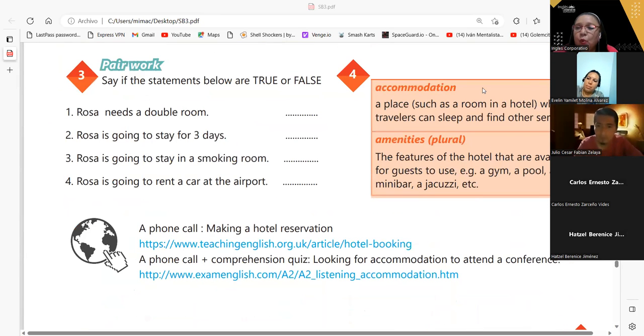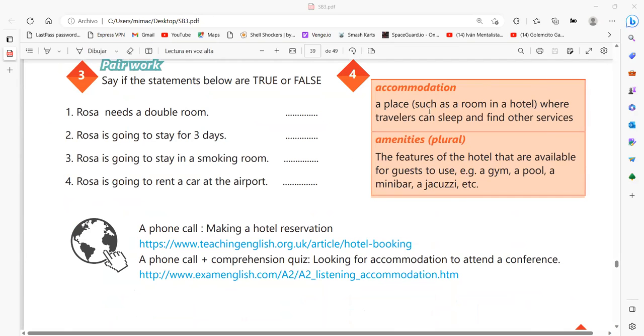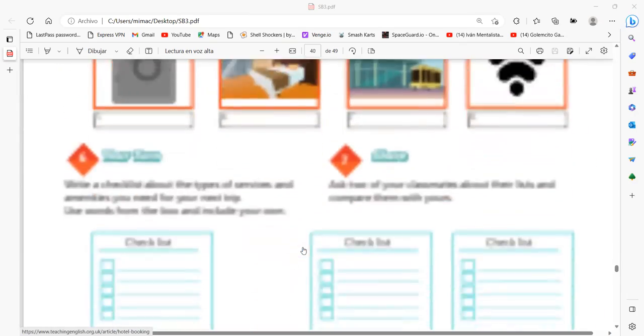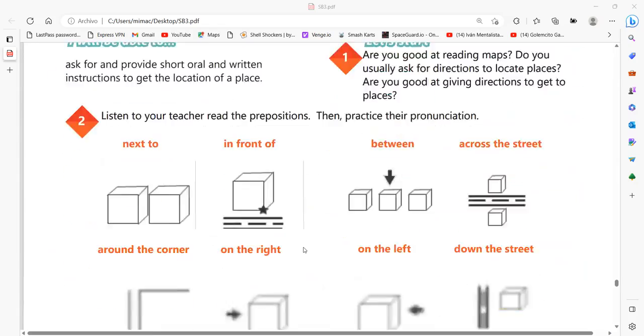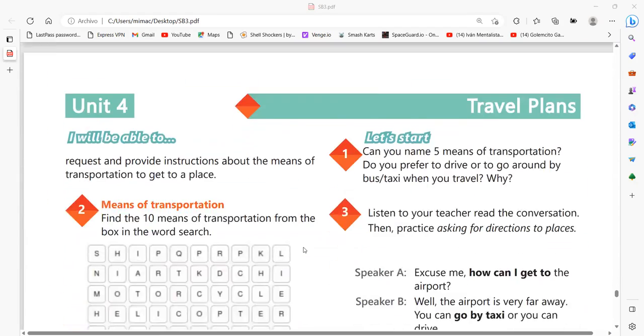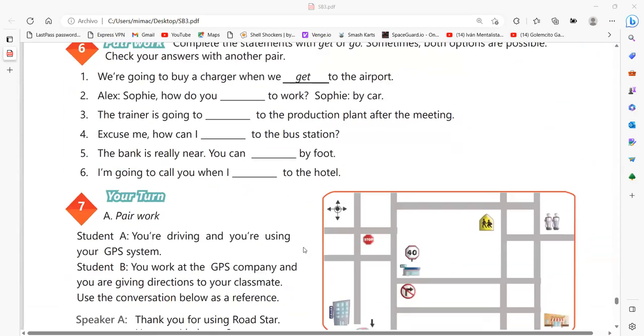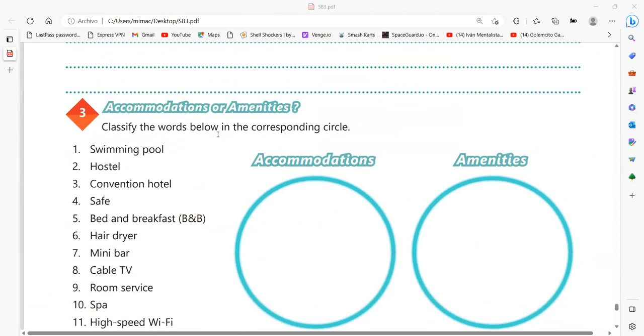Here, accommodation. What is an accommodation? It is a place such as a room in a hotel where travelers can sleep and find other services. Amenities, this is a plural noun. We understand by amenities the features of the hotel that are available for guests to use. For example, a gym, a pool, a minibar, a jacuzzi, etc. So based on that information, you scroll until you get to that exercise and then you classify this list of words between accommodations and amenities, okay?